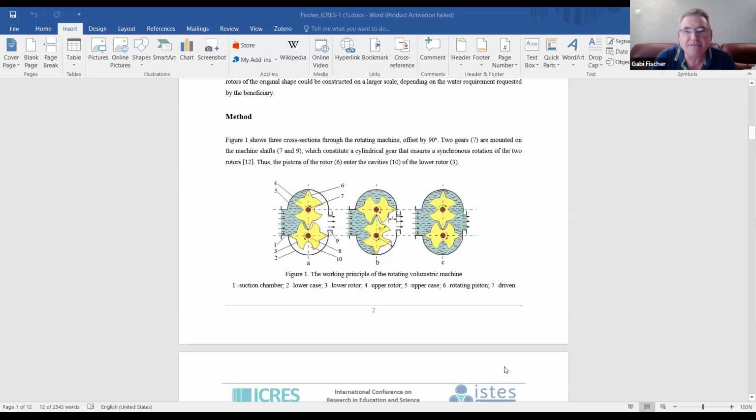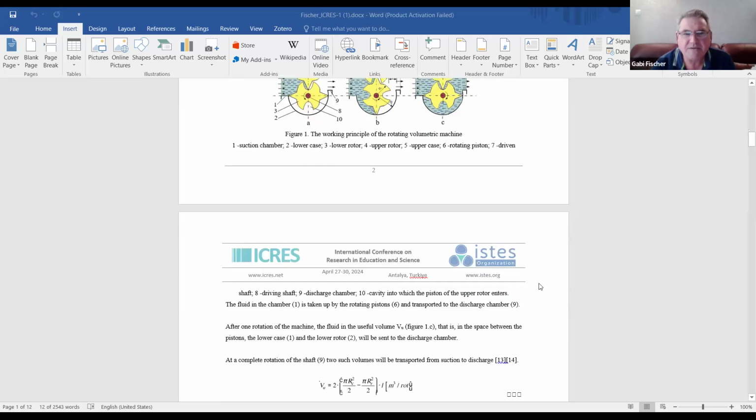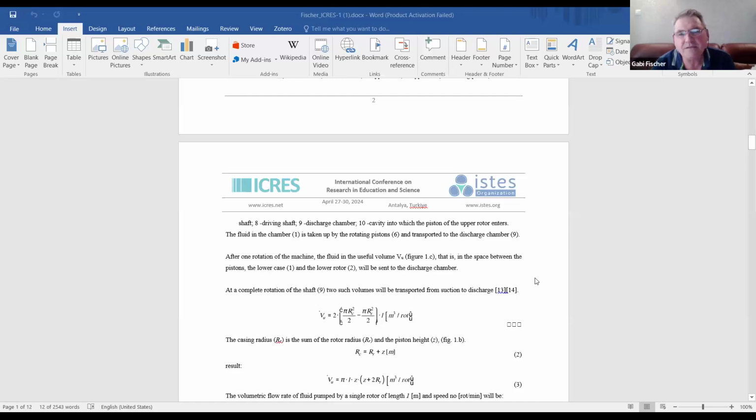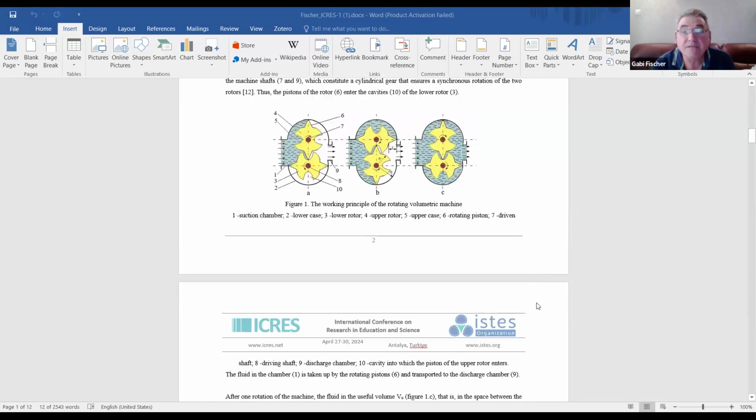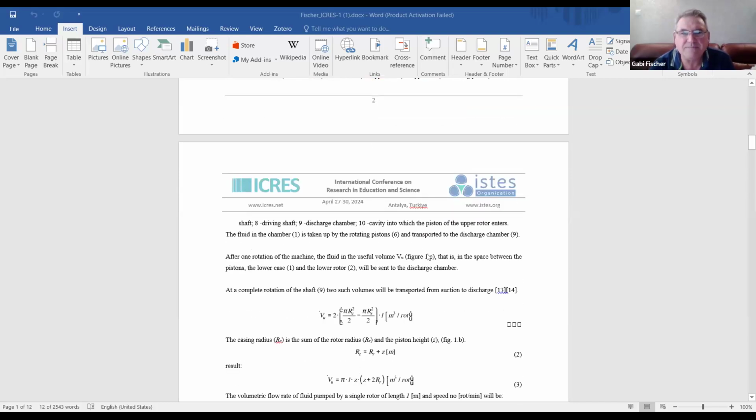So now you have seen in these pictures what you have seen earlier physically, the rotors. And also it's explained the suction chamber, the lower case, lower rotor, upper case, and obviously the exit of the fluid.